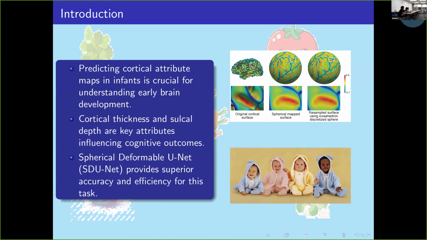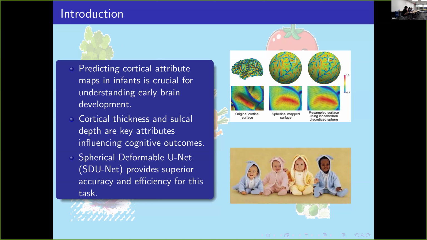Okay, so the actual diagnosis part of the problem of brain health can be related to this topic. We're looking for cortical attribute maps, and some might call them parcellations, segmentations on a manifold, or whatever you want to call them. Predicting these attribute maps gives you some concept of brain health. And the spherically deformable unit is one of the top of the line methods of doing so.